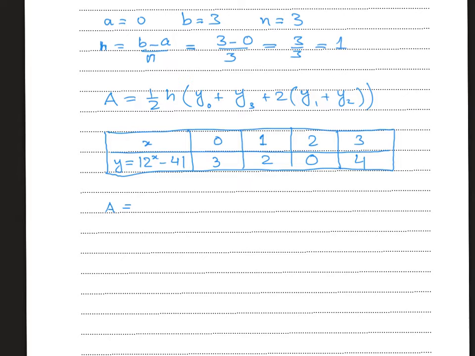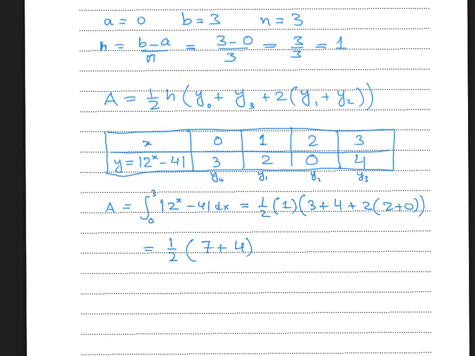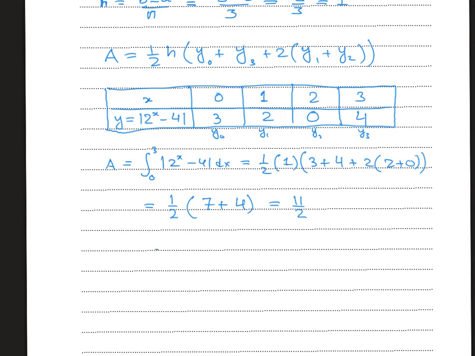Now we simply insert these values into the expression. The integral from 0 to 3 of the modulus of 2 to the power x minus 4 dx equals 1 over 2 times h, which is 1, times y0, which is 3, plus y3, which is 4, plus 2 times y1 and y2, so 2 plus 0. Now we evaluate this: 1 over 2 times 3 plus 4 is 7, plus 2 times 2 is 4, so this gives us 11 over 2, which equals 5.5, and that is our answer.